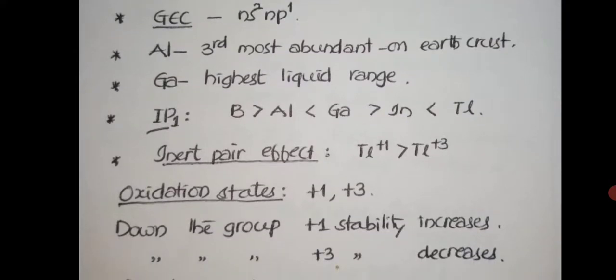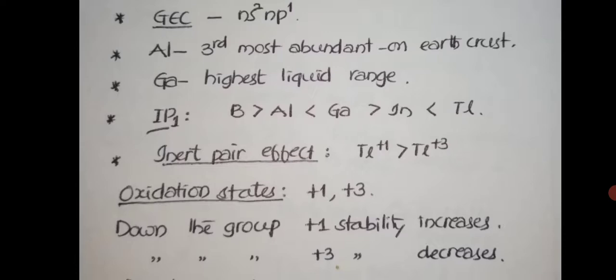Gallium is having the highest liquid range, so it is used in high temperature thermometers. Ionization potentials, if you see, boron is greater than aluminium, but aluminium is less than gallium. Then gallium, indium, again it is decreasing, indium to thallium, again it is increasing. So this is a very special order, you need to remember this.